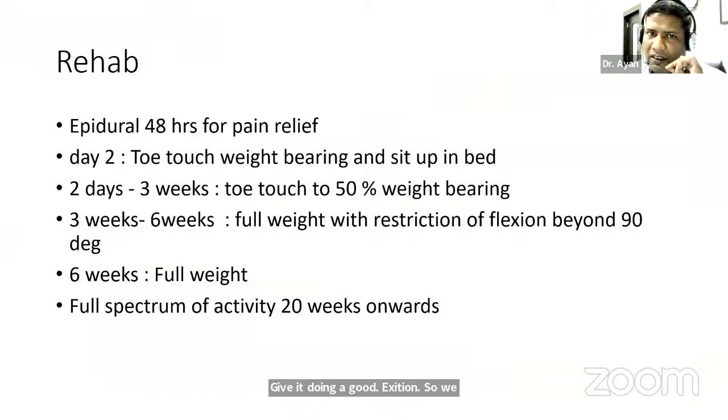So rehab wise, I usually end up taking much more time than a normal, well-trained person would do. Most of these patients would need epidural in my hands for almost 48 hours for pain relief. Day two, we start doing toe touch weight bearing and sitting up in bed. For 2 days to 3 weeks, they are on 50% weight bearing. 3 to 6 weeks, we let them be at full weight with restriction of flexion beyond 90. And at 6 weeks, we let them walk normally. We allow full spectrum of activities by 20 weeks onwards.